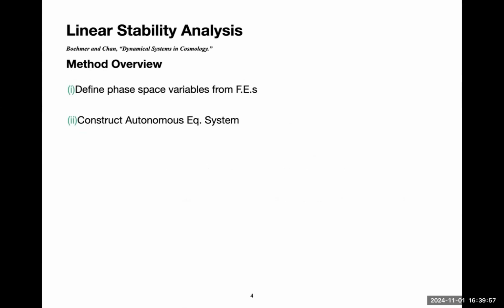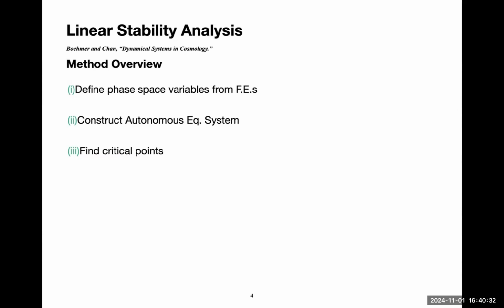What is an autonomous equation system? It is a system where the evolution of the defined dynamical variables does not depend explicitly on the independent variable. Meaning that if you have a set of phase space variables, let's call it x of t, the evolution of x of t does not depend explicitly on t. It will be a function of x of t. So this part will be more meaningful when we move on to the examples or the results.